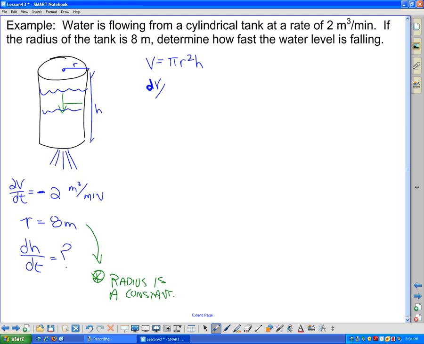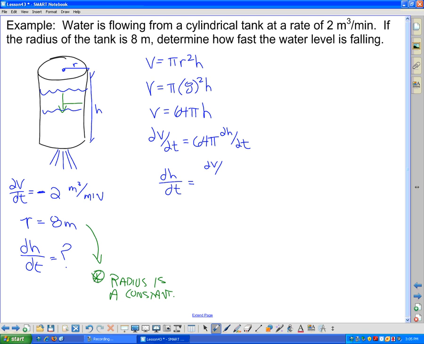All right, so dv by dt is equal to, actually, before I do that, sorry, let's get rid of the r, so there's no confusion. Pi 8 squared h, so volume is 64 pi times h. That way there is no confusion. You won't make the mistake of taking the derivative of r. Now I'll take the derivative. dv by dt equals 64 pi. No more h, but remember there's still a dh by dt. We're looking for dh by dt, so I'm going to divide both sides by 64 pi. I have all the information, so I just need to plug it in.